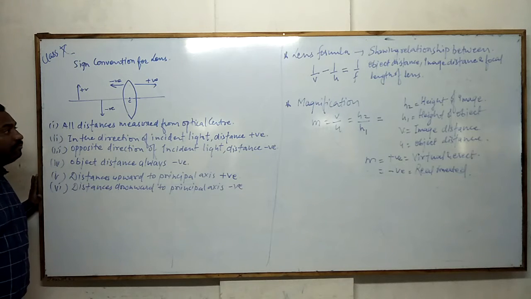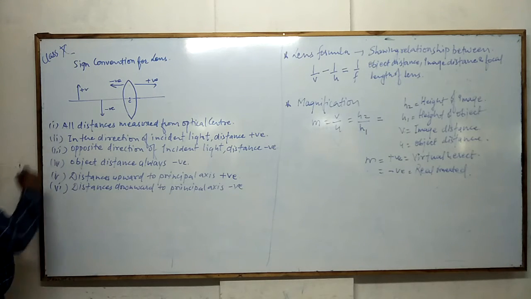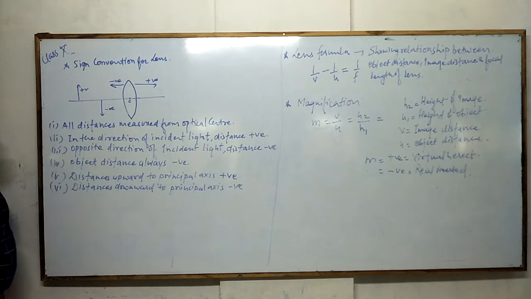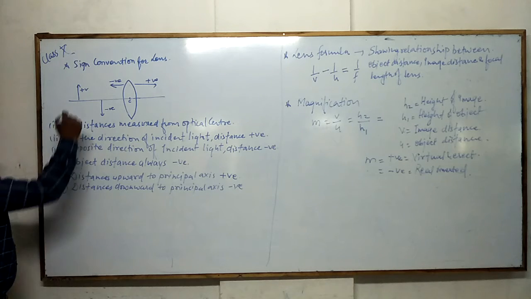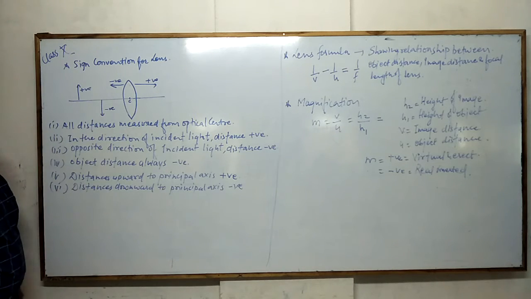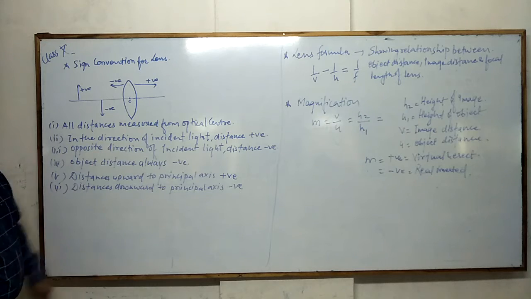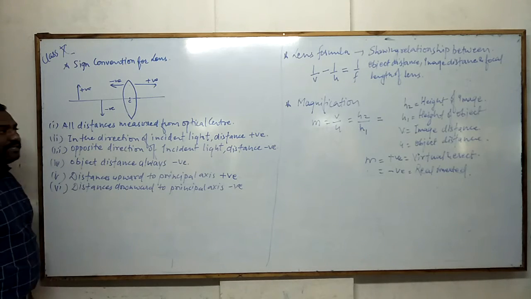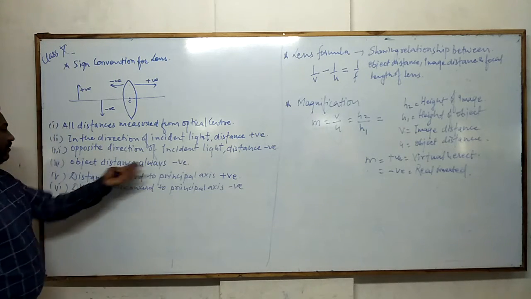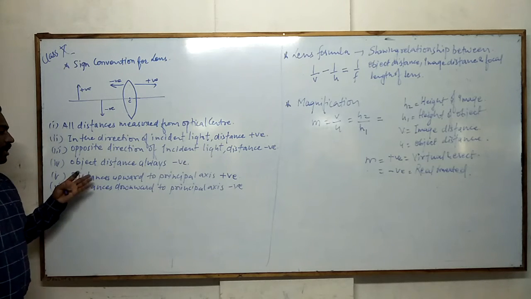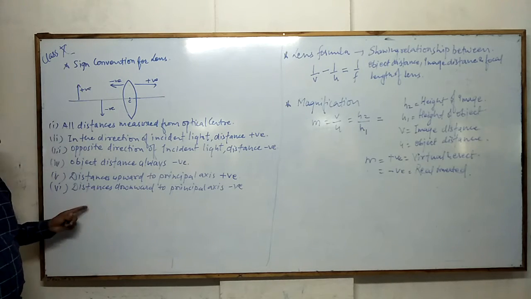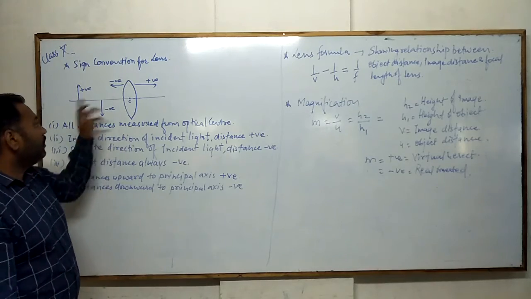Okay, look here, stop writing. This is the sign convention for lenses. All distances are measured from the optical center, which is the midpoint of the refracting surface. In the direction of incident light, distance will be positive. This is the direction of incident light. In the opposite direction of incident light, distance will be negative. That's why the object distance is always negative. Distance upward to the principal axis is positive and distance downward to the principal axis is negative.